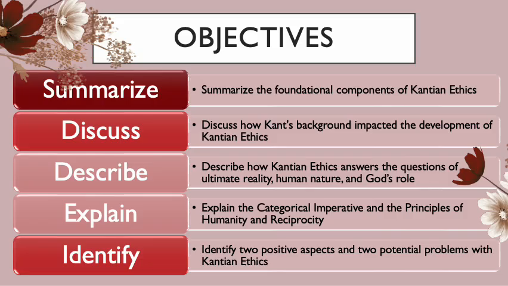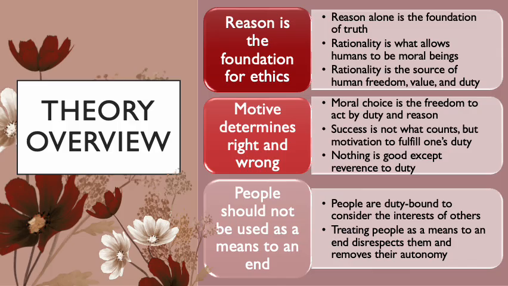At the completion of this lecture, you should be able to summarize the foundational components of Kantian ethics, discuss how Kant's background impacted the development of Kantian ethics, describe how Kantian ethics answers the questions of ultimate reality, human nature, and God's role in ethics, explain the categorical imperative and the principle of humanity and reciprocity, and identify two positive aspects and two potential problems with Kantian ethics.